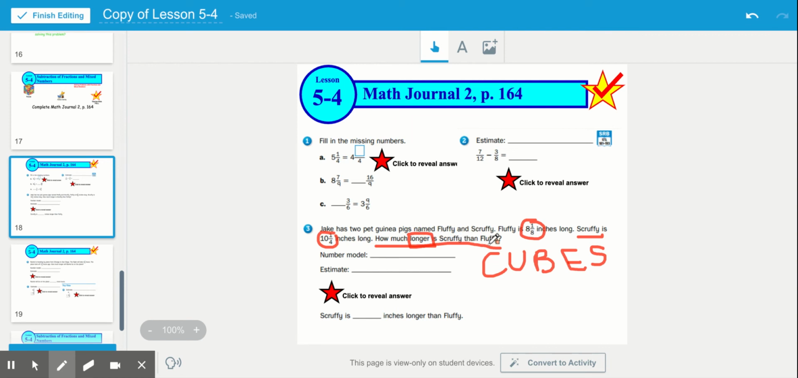How much longer is Scruffy than Fluffy? Longer than. Use all these things to evaluate, write out some notes, and solve. I'm going to tell you right now, I see how much longer is Scruffy than Fluffy. That's going to tell me that you're going to do a subtraction problem, which makes sense considering what we are practicing in this lesson.